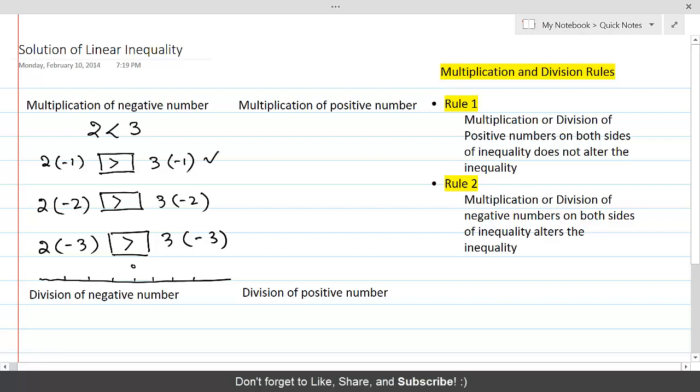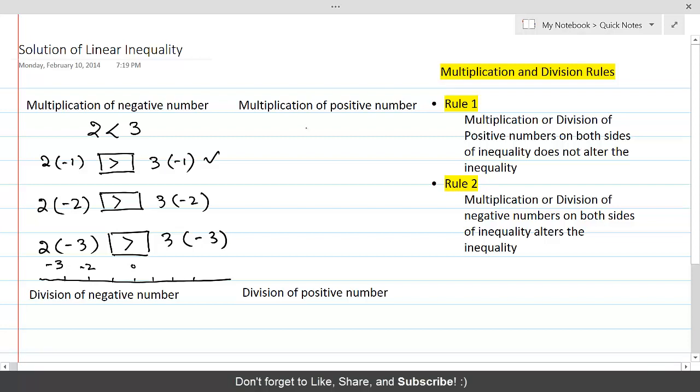For this first inequality, where is minus 2? The minus 2 is right here. And where is minus 3? Minus 3 is further this way. So minus 3 is less than minus 2. In other words, you can say minus 2 is to the right of minus 3, or minus 2 is greater than minus 3. So that is the case.